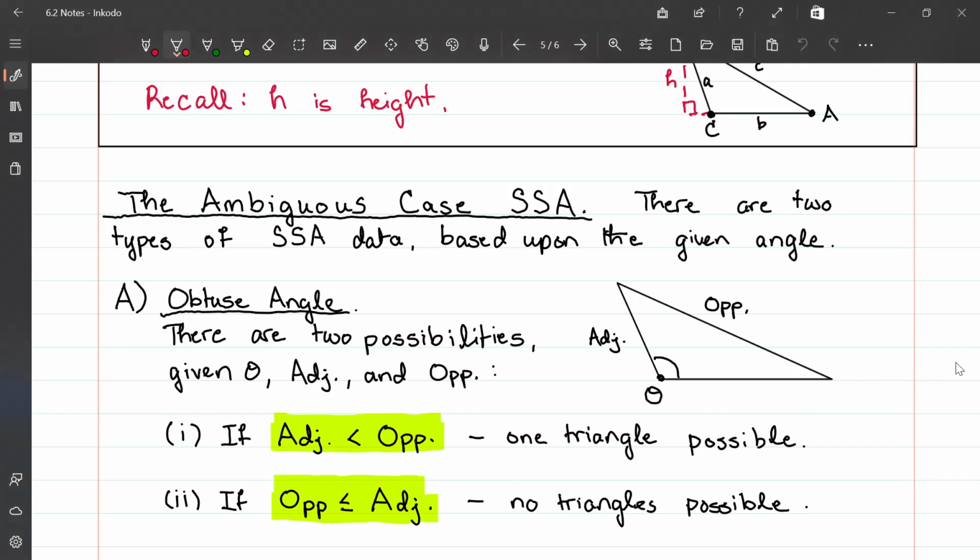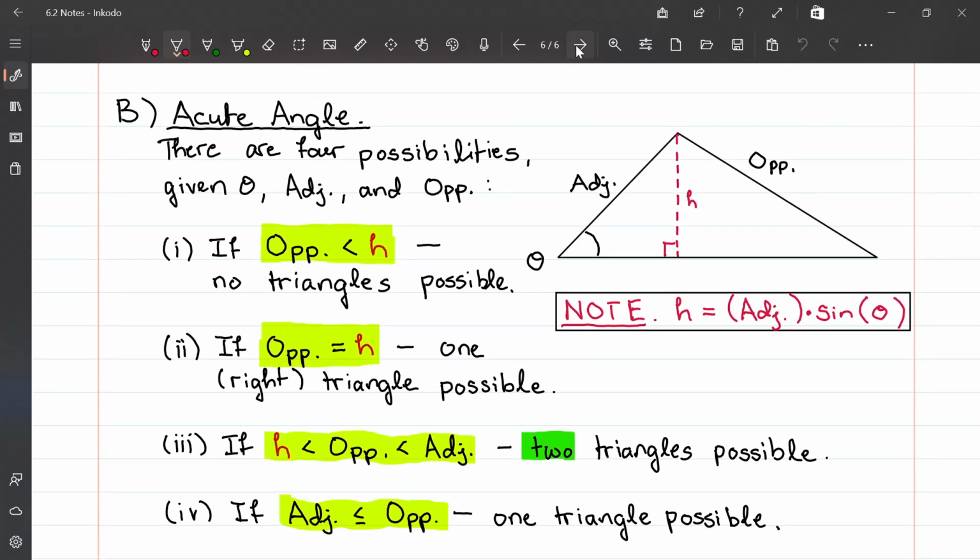We've considered the possibilities when we are given an obtuse angle in our SSA data. The other possibility should be that we are given an acute angle, as I mentioned. So let's go ahead and turn the page and look at what happens when we are given an acute angle. You'll notice that here, the training wheels fall off. Suddenly, it's much more complicated.